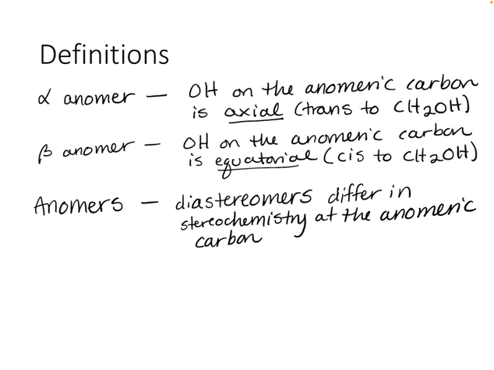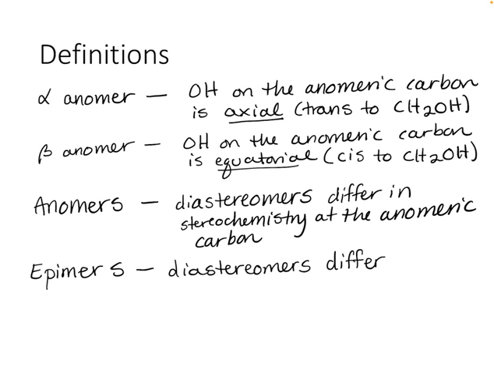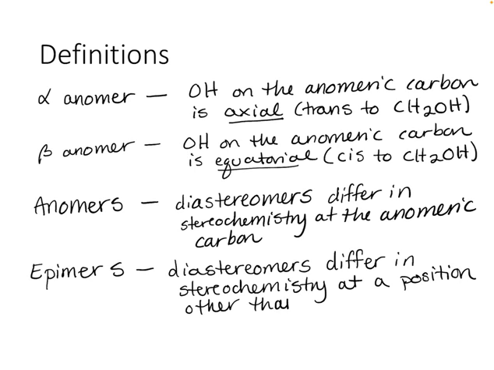Now, there is another term we didn't really talk about today. We might talk about it later on, but you might hear the term epimers. And these are diastereomers that differ in stereochemistry at a position other than the anomeric carbon. So the anomeric carbon would be the same, but one of the other stereocenters would be different.